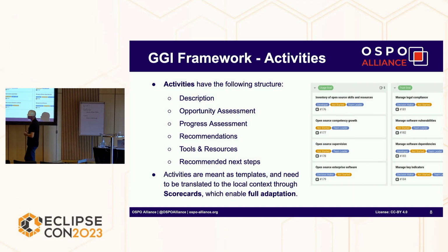We also provide a set of tools and resources to help you get more information about the scope of this activity, and a set of next activities that you might want to consider after finishing this one. As an example, if you have just identified the open source that you're using, maybe you want to start monitoring the vulnerabilities in these components and look at the software dependencies and so on.